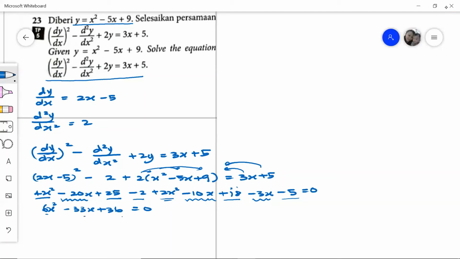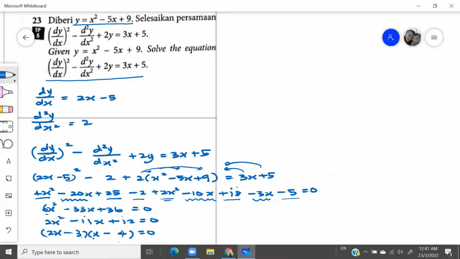And now all these are multiples of 3, right? Let's simplify it first. Divide both sides by 3. So we have 2x squared minus 11x plus 12 equals 0. Now we can factorize this. 4 and 3, yeah, 4 and 3, and negative, negative. So double check. The inner pair is negative 3x. The outer pair is negative 8x. Same sign, so we find the sum. The sum is negative 11x. So our factors are correct.